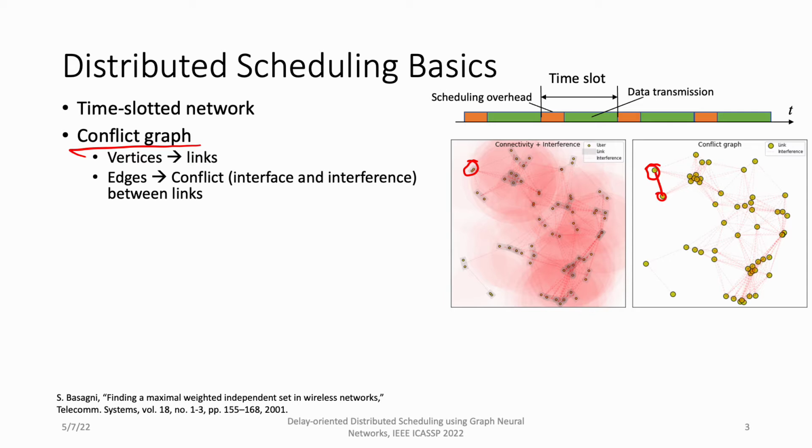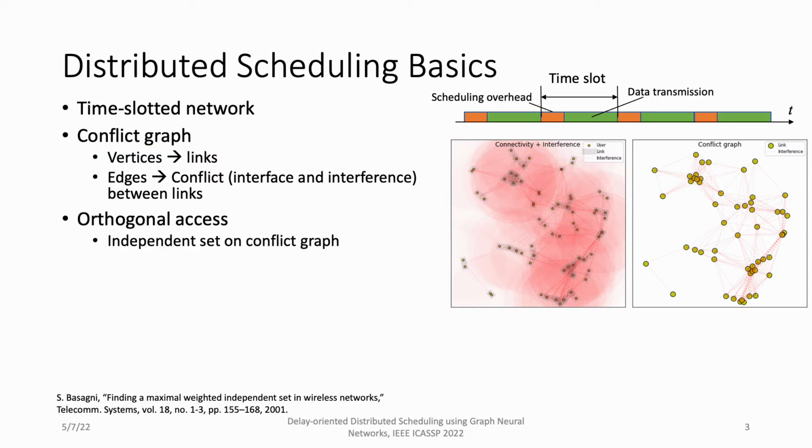An edge in the conflict graph represents that either there is an interference conflict, such as these two links that are close to each other, or there is an interface conflict, such as these two links. They share the same user. So for the orthogonal access, this means that a schedule is an independent set on the conflict graph. For example, if this vertex is scheduled, then its interfering neighbor should not be scheduled. So independent set basically says that it's a set of vertices that there's no edges between any of them.